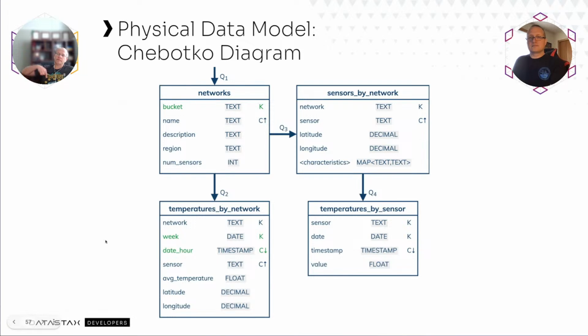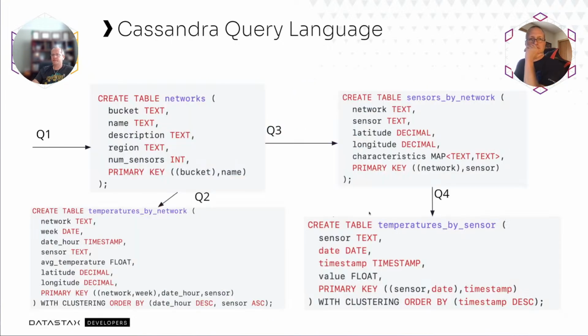And for the temperatures by sensor table, we did bucketing as well. To get all the temperatures across all sensors for a network, the partitions can become very big. So we introduced week as a partition key, and this allows us to limit the size of the partition and retrieve it more efficiently. And query two, which we did not discuss, is based on the date hour. So we may also introduce this column instead of timestamp, I believe.